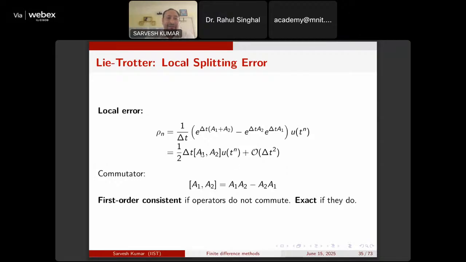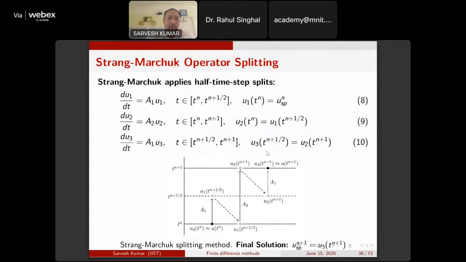So what is the error here? The local error is of order delta t square, because these commute. If they do not commute, then we may have first order. But since they commute here, let's assume that, then you get order delta t square local error. Another way is you can have more splitting.